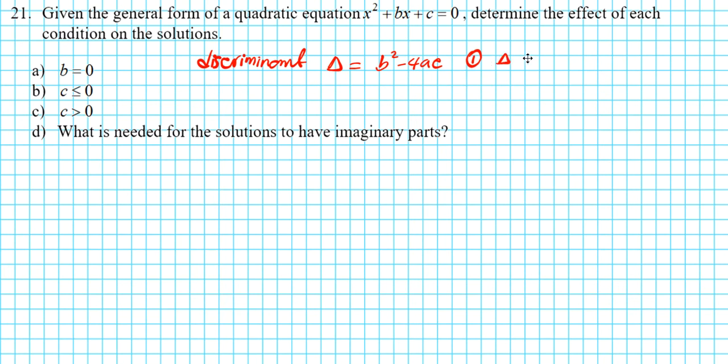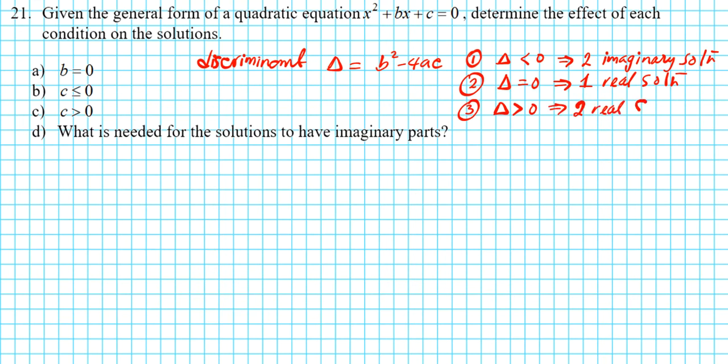If the discriminant is less than 0, you have two imaginary solutions. If your discriminant is equal to 0, then you have one real solution. And if your discriminant is greater than 0, then you're going to have two real solutions. Alright, so let's take a look at the different cases that we have here.